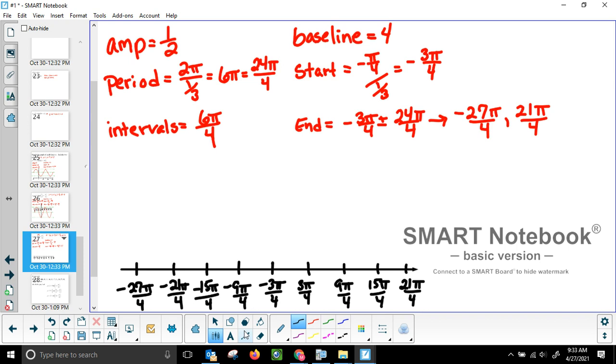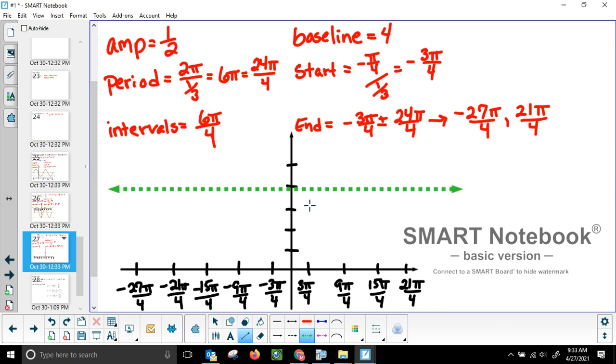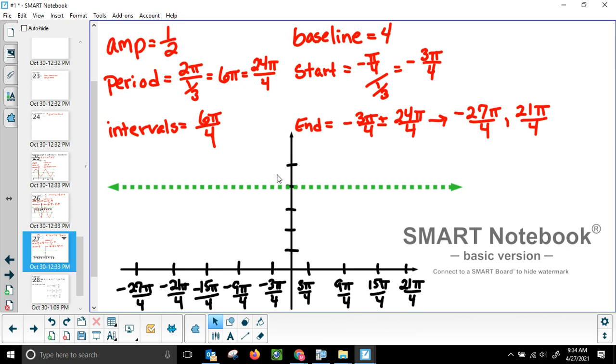It matches, we're good. Right, so now we need to determine where we put our y-axis. Again, note that none of these are 0. Therefore we're not going to have a point on our y-axis. It's going to be here between negative 3 pi over 4 and positive 3 pi over 4. And it's actually going to be exactly in the middle of those two. All right, so now we've got 1, 2, 3, 4, 5. All right, our baseline is at 4. And our amplitude's only a half.